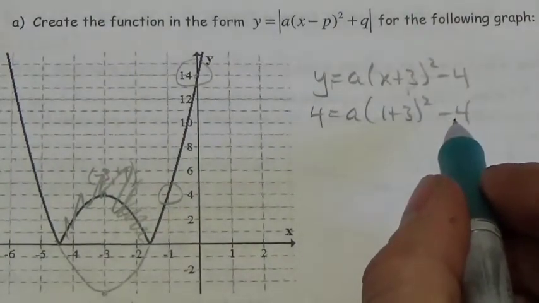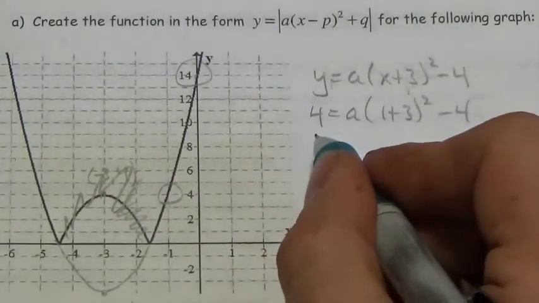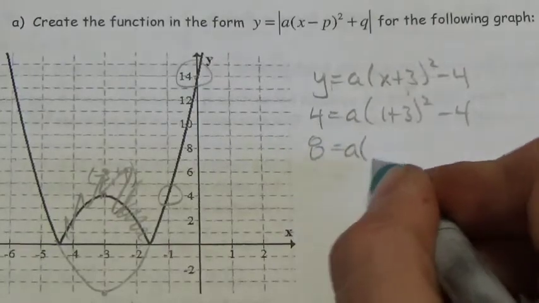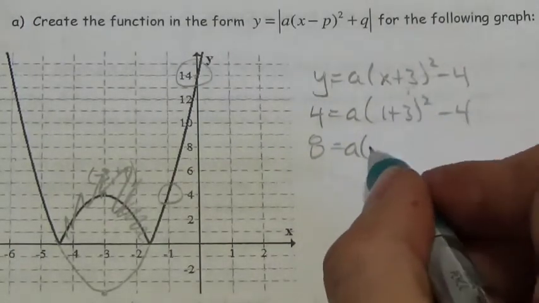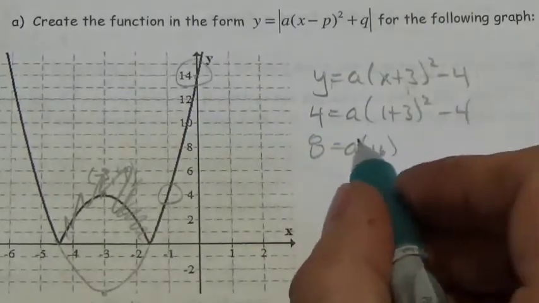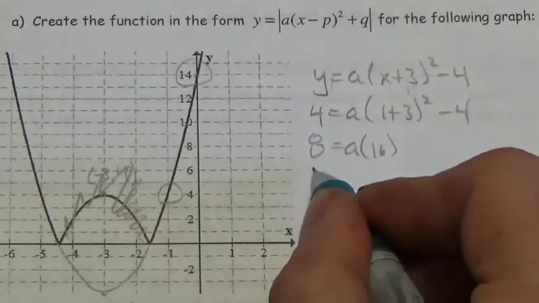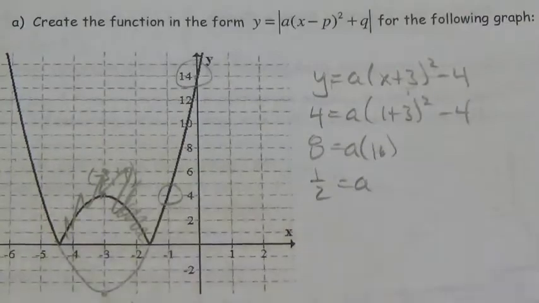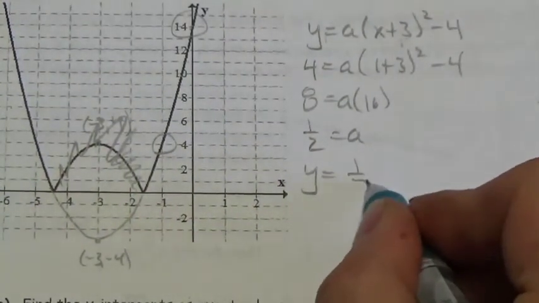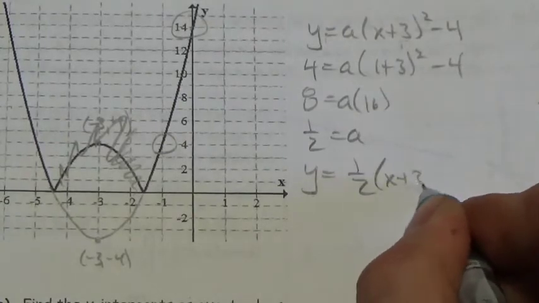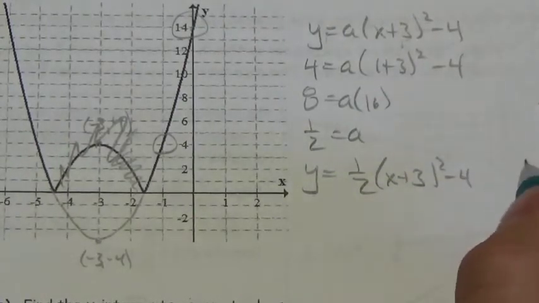Okay, so to solve for a, I'm going to bring that 4 over. That's going to be 8. It's going to equal a times (1 + 3)², which is 4 squared, 16. And so when I divide that, a is going to equal 1/2. Okay, so then I'm going to get the equation y is equal to 1/2(x + 3)² - 4.